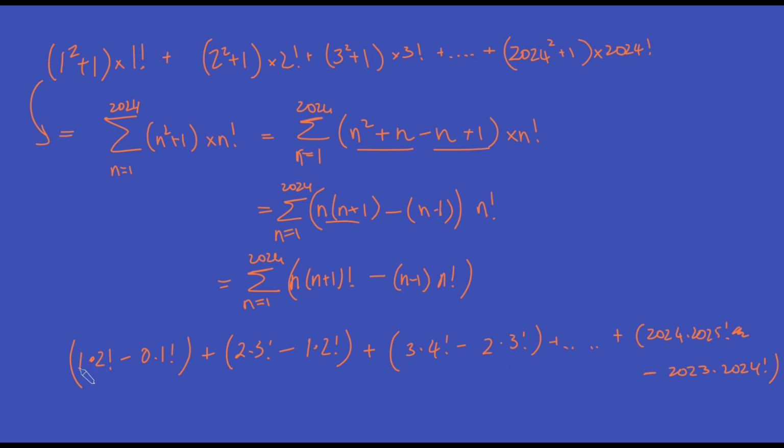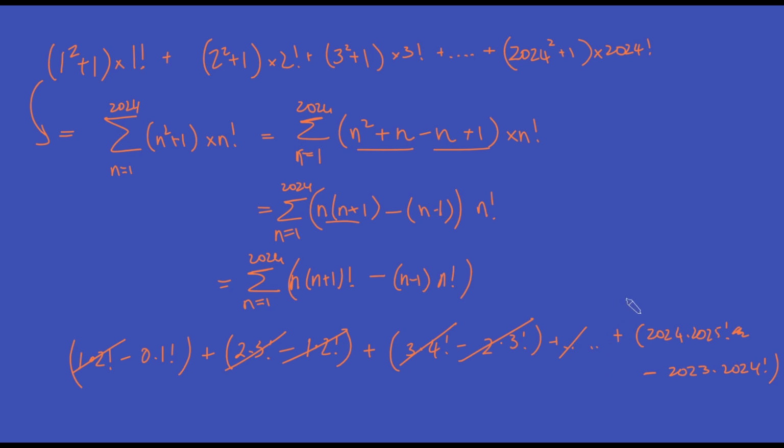We've got 1 times 2 factorial here, and then minus 1 times 2 factorial there. We've got 2 times 3 factorial here, and a minus 2 times 3 factorial there. We've got 3 times 4 factorial here, and in the next bracket there will be a minus 3 times 4 factorial. So that all cancels out.